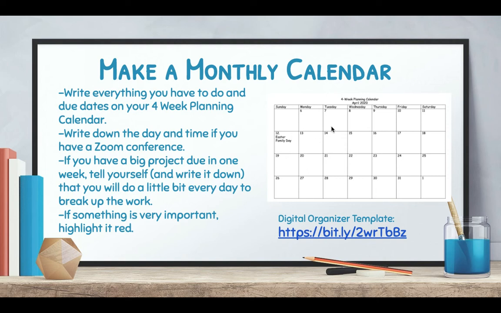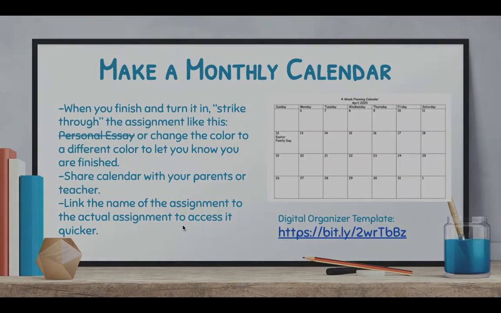to 3 hours to do, I'll tell myself, break up that project into smaller chunks. 30 minutes on Tuesday, 30 minutes on Wednesday, 30 minutes on Thursday, 30 minutes on Friday. If you break up that chunk, it will be more manageable as opposed to trying to do it in one sitting, where you'll be overwhelmed and stressed out by it, and it'll be harder for you to complete that assignment. If something's important, color code it in red.